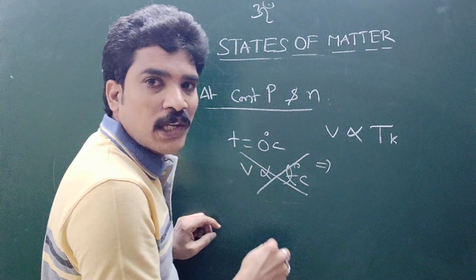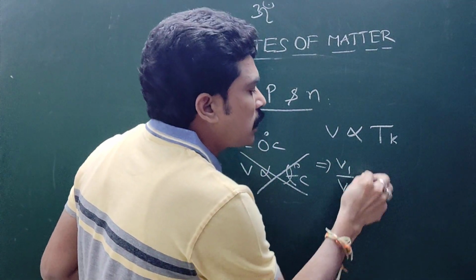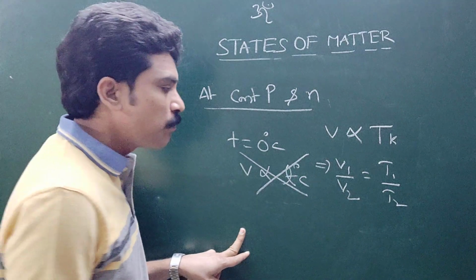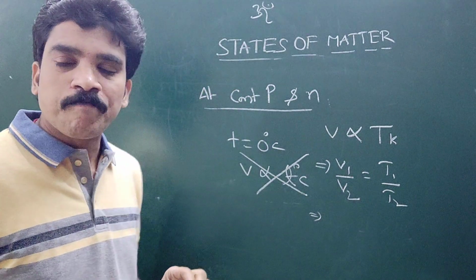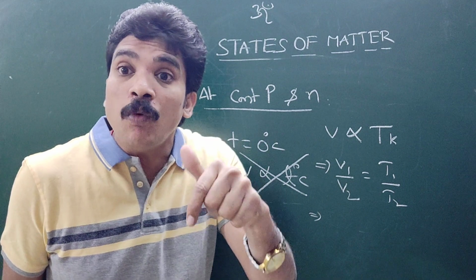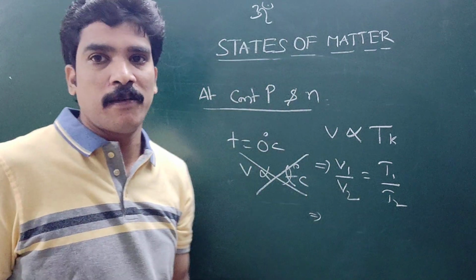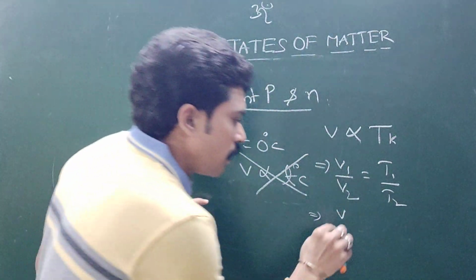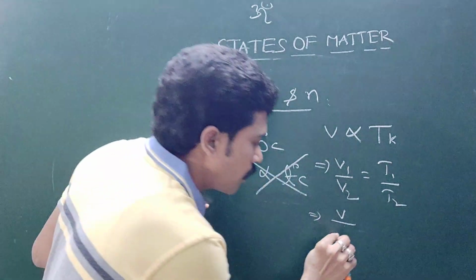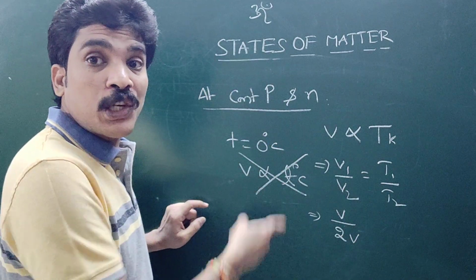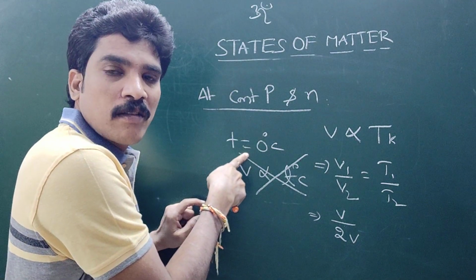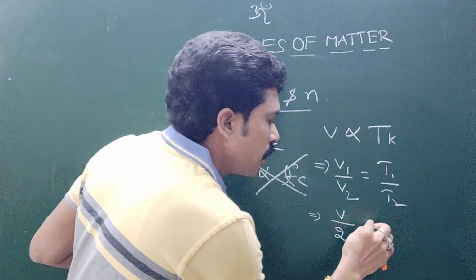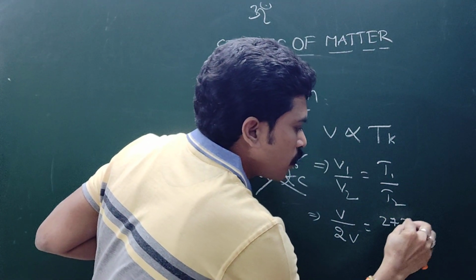Therefore, we apply the relation V1 by V2 is equal to T1 by T2. In the given problem, at which temperature does the volume of the gas become doubled? Initially the volume is V, and it becomes doubled, that means 2V. Initially the temperature is 0 degrees centigrade. Don't substitute directly here; it must be converted to Kelvin. So T is nearly 273 Kelvin.